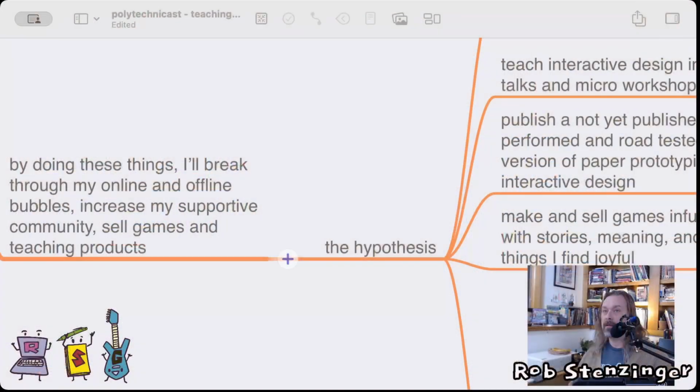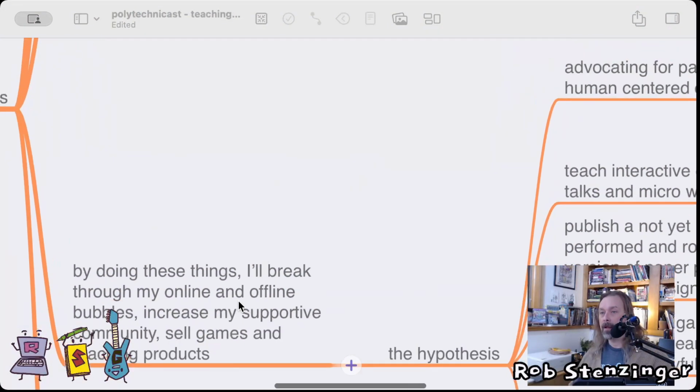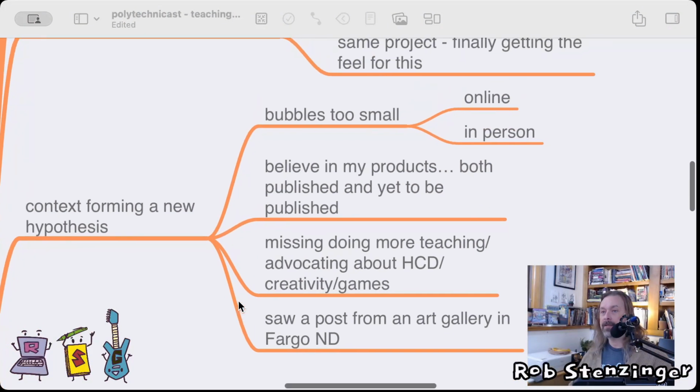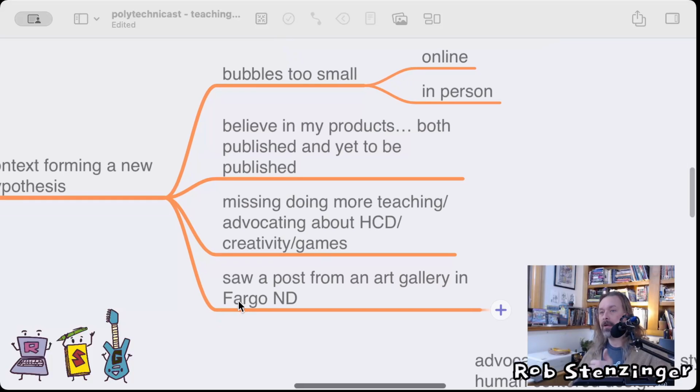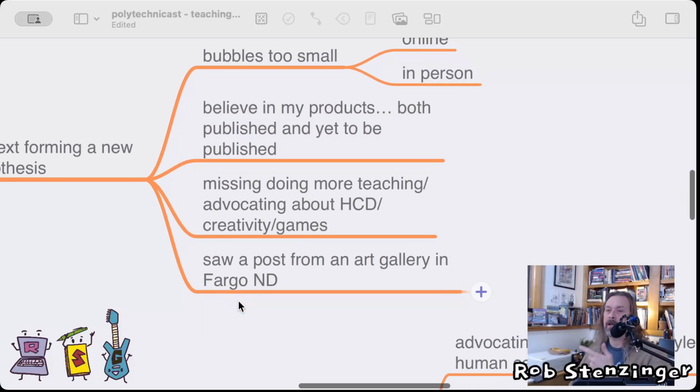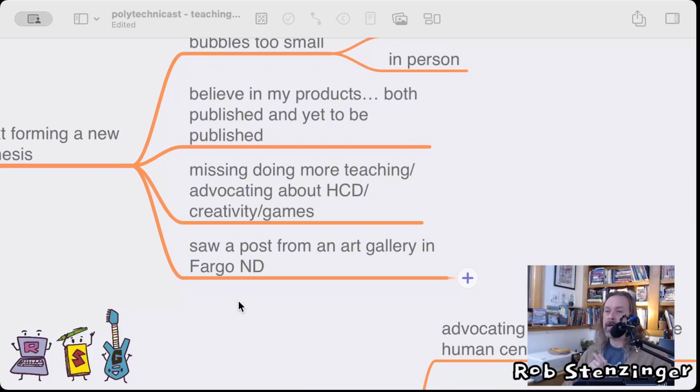So here you go. I think this is getting closer to the whole picture, but it's ambitious. It's a fair amount. So here's what I think. My bubbles are too small, online and in person. I believe in my products, but I've also been missing the teaching and the advocacy of the human-centered design stuff.